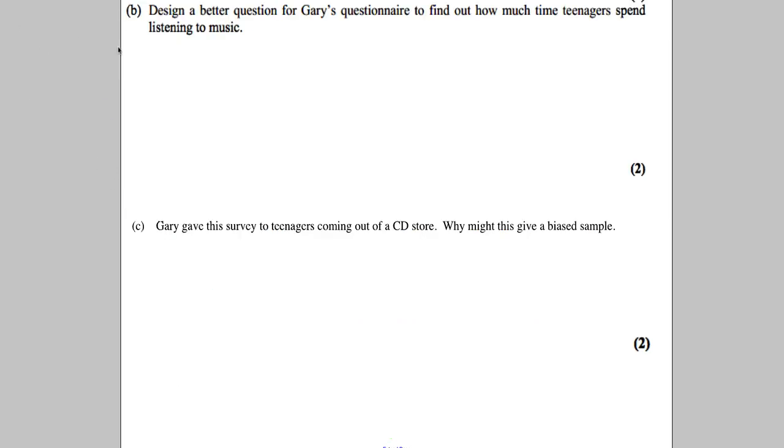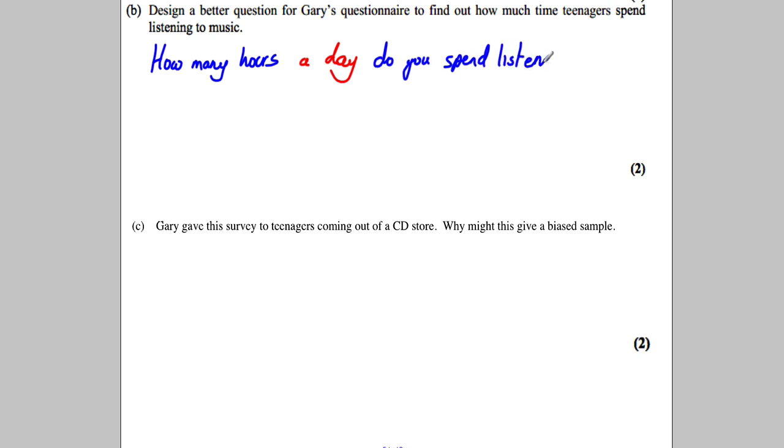Then the question went on to say, design a better question for Gary's questionnaire to find out how much time teenagers spend listening to music. So have the same question, how many hours? But you need to put in a time frame. So let's say a day, for example, do you spend listening to music? That time frame will give you one of these 2 marks. So you had to get that in to get yourself the mark. You had to write the question and get that in.